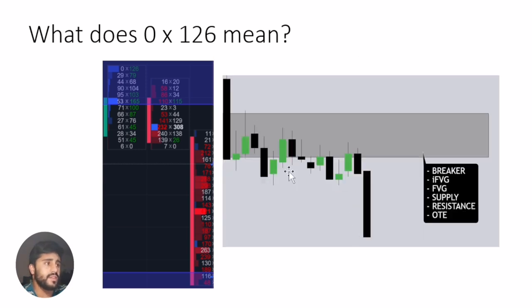So what does this mean? What does 0 for 126 mean? That's the number right at the top. The 0 is on the left-hand side, that's the aggressive sellers. 126 is the aggressive buyers.